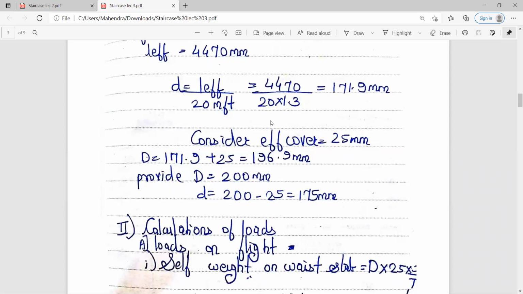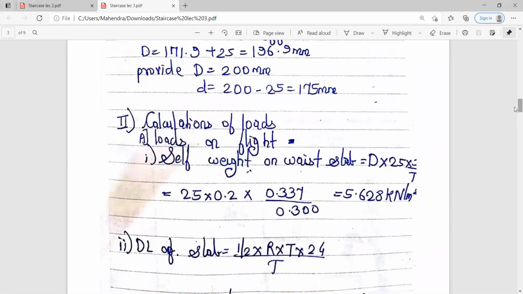So we have calculated the depth, effective depth. So after calculating the depth, for the step number 2, we are going with the loading calculations. After calculating depth, proceeding with the step number 2, that is loading calculations.